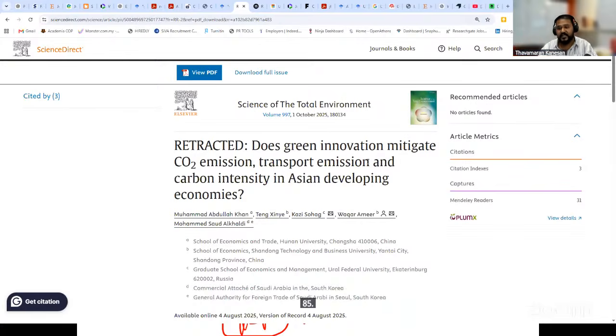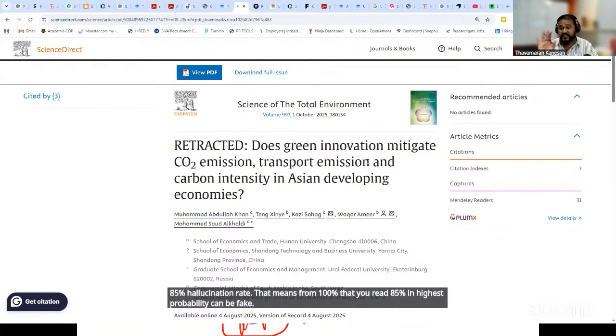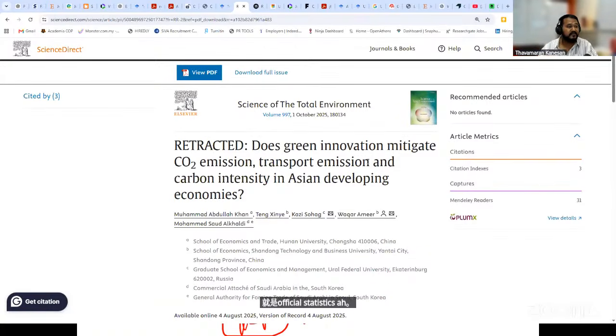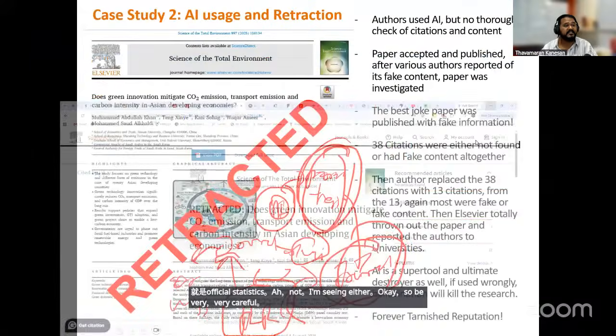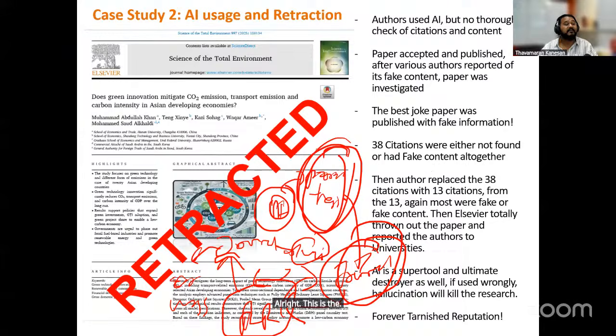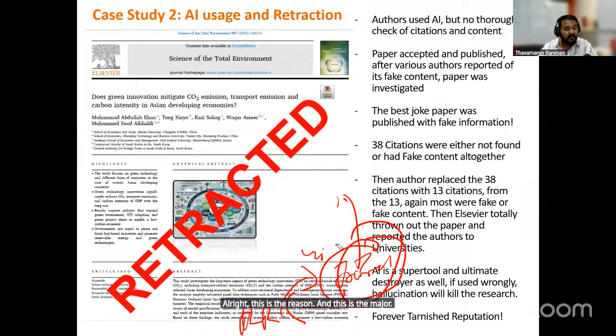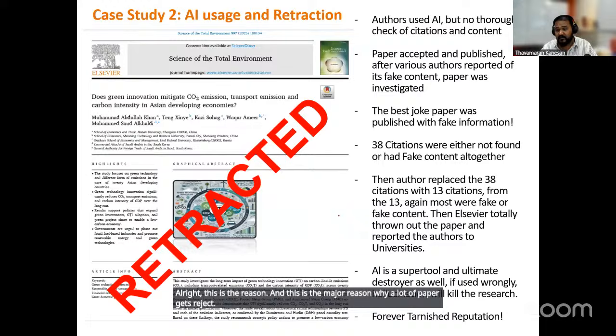85% hallucination rate. That means from 100% that you read, 85% in highest probability can be fake. Official statistics, not me saying it. So be very, very careful. This is the major reason why a lot of papers get rejected all the time. The moment they read the abstract itself, they will know this is AI generated. I read also, I can know already. Now editors are quite good already.